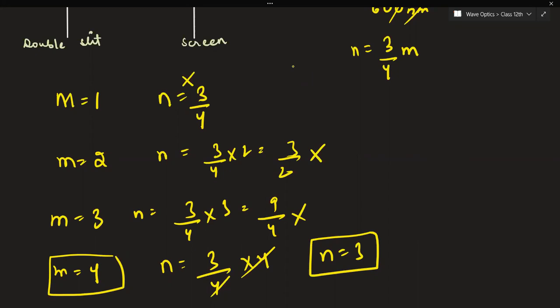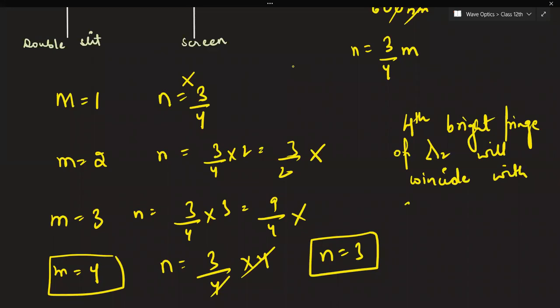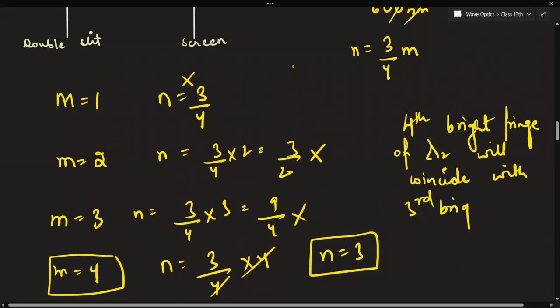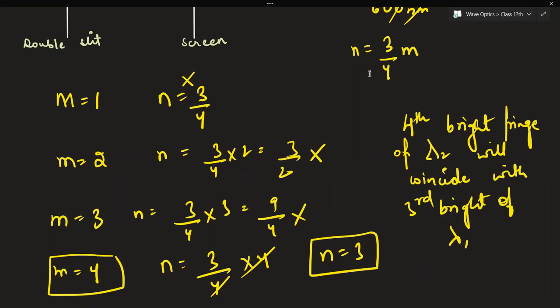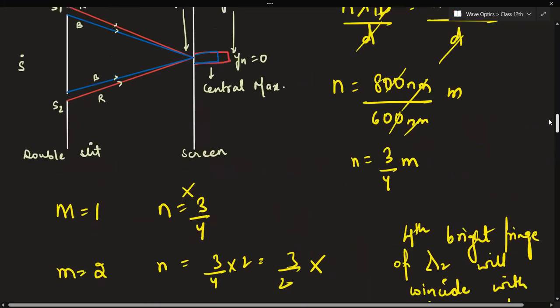So the fourth bright fringe of lambda 2 will coincide with the third bright fringe of lambda 1. This is the conclusion. Note down this. Once you're done, we'll start with diffraction now.